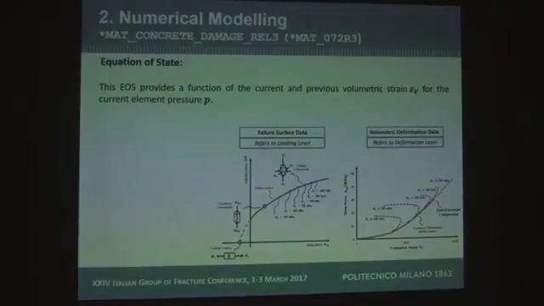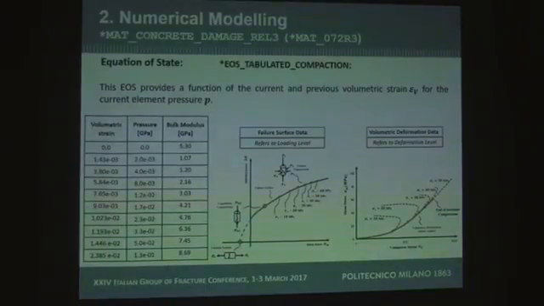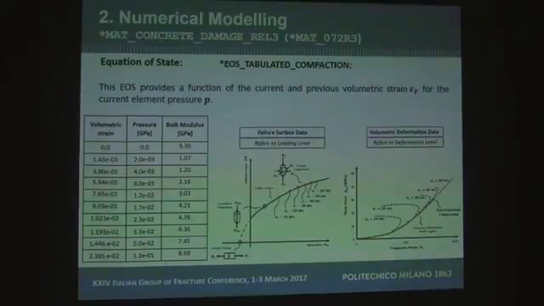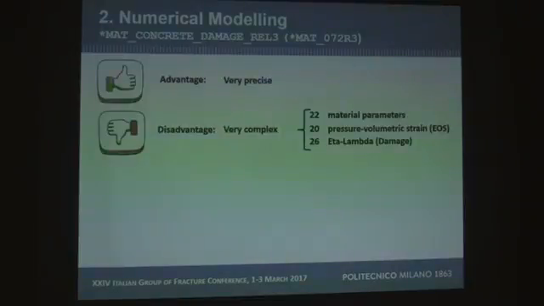And this lambda can be related to the effective elasticity. Then the KCC model also decouples the failure surface data from the volumetric deformation data. So an equation of state can be used in order to provide a function to produce volumetric response for the current element pressure. In LS-DYNA, the EOS that can be used is called EOS tabulated compaction, that consists of 10 degrees of volumetric pressure and loading moves.